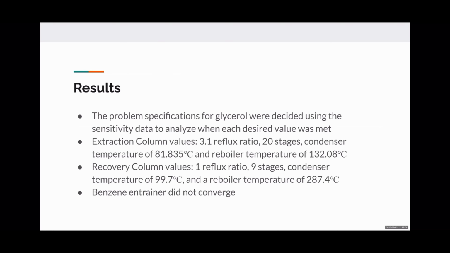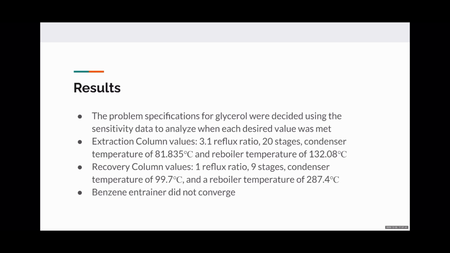Okay, so the problem statement asked for certain specifications to be met, as JJ mentioned, and in order to meet those specifications, we had to have a reflux ratio of 3.1. There's 20 stages. There's a condenser temperature of about 82 degrees Celsius and a reboiler temperature of about 132 degrees Celsius. The recovery column had a reflux ratio of 1, had 9 stages, condenser temperature of 99.7 degrees Celsius, and a reboiler temperature of 287.4.